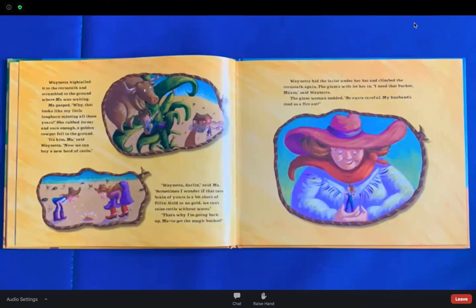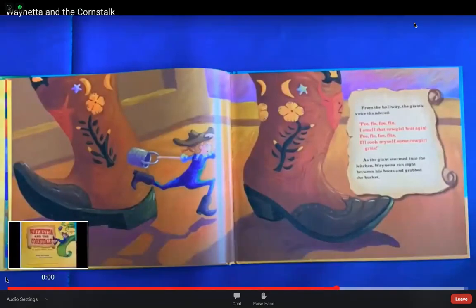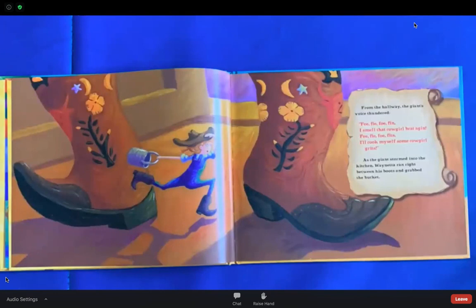The giant's wife let her in. "I need that bucket, ma'am," said Whenetta. The giant woman nodded. "But be extra careful. My husband's mad as fire ants." From the hallway, the giant's voice thundered. "Fee, fi, fo, fin. I smell that cowgirl brat again. Fee, fi, fo, fits. I'll cook myself some cowgirl grits."